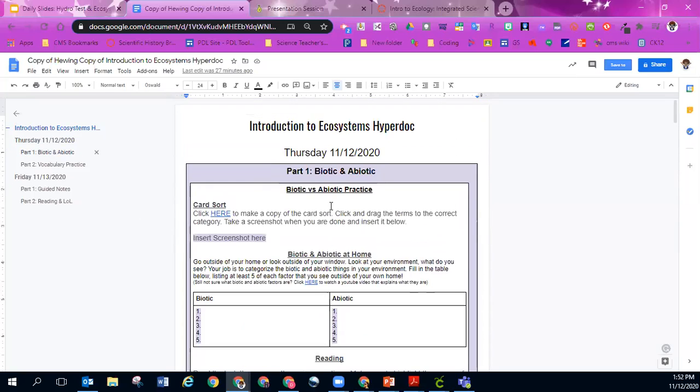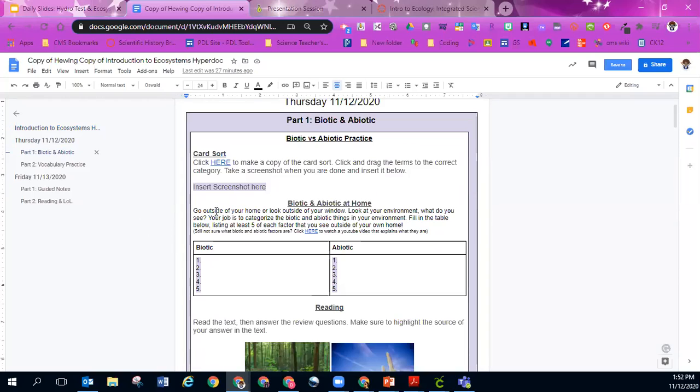Part one is looking at abiotic and biotic factors. You're going to click here to go to a PowerPoint that gives you the ability to sort through some examples, and you're going to identify them as either biotic or abiotic factors. Once you have sorted them, you're going to take a screenshot of it and insert it here.